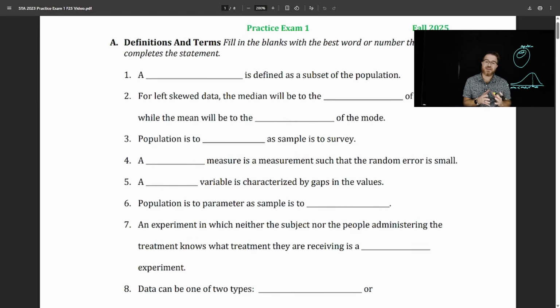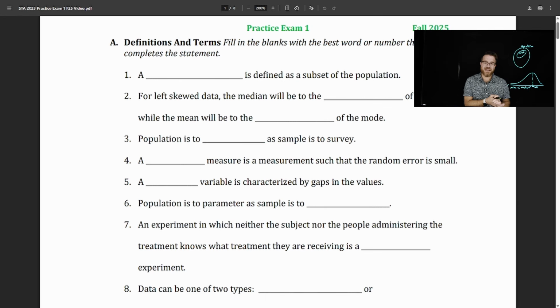Number 3 says that population is to blank as sample is to survey. Well, to get a sample, we are going to take a survey. So to get population data, this means that we would need to take a census. Number 4, a blank measure is a measurement such that the random error is small. So this would be a reliable measure. Remember, a reliable measure is when our error is small between our different samples, right? So our random error is going to be small, therefore we're going to have a reliable measure.